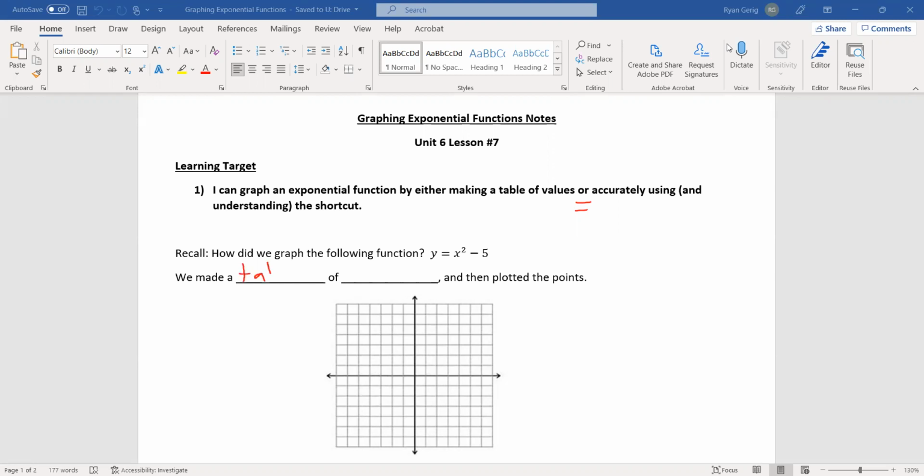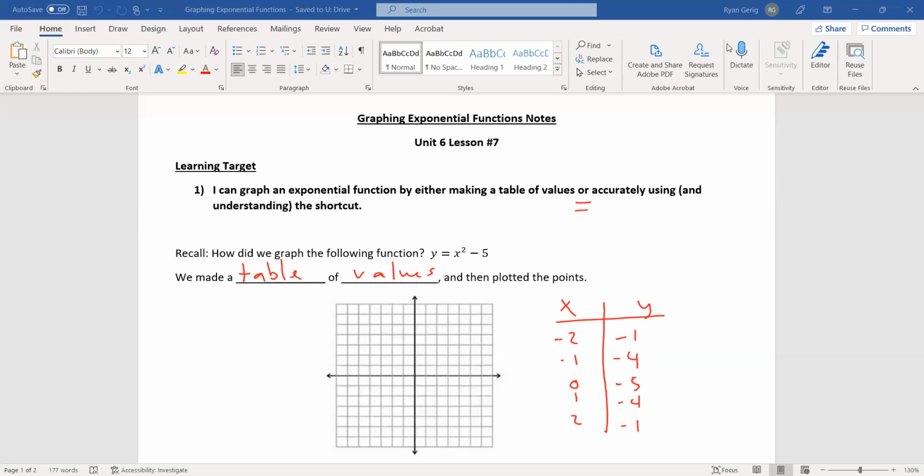We made a table of values and then plotted the points. And you remember how I told you, or maybe I had it, or if you had someone else, this one doesn't have any fractions. The x values I'm going to choose are -2, -1, 0, 1, and 2. And I just plugged those numbers in and got a y value out. So -2 squared is +4. 4 minus 5 is -1. -1 squared is 1. Minus 5 is -4. 0 squared is 0. Minus 5 is -5. 1 squared is 1. 1 minus 5 is -4. 2 squared is 4. 4 minus 5 is -1.